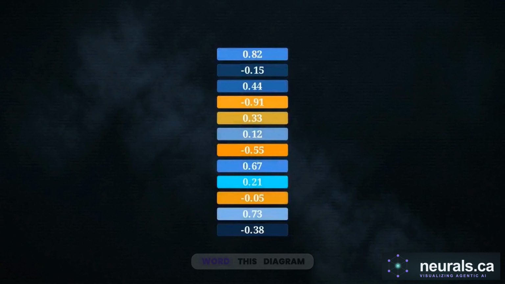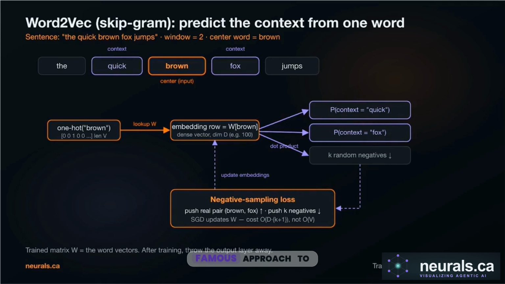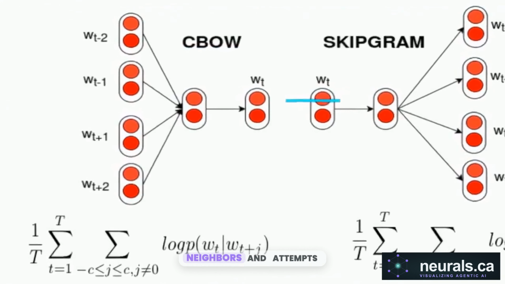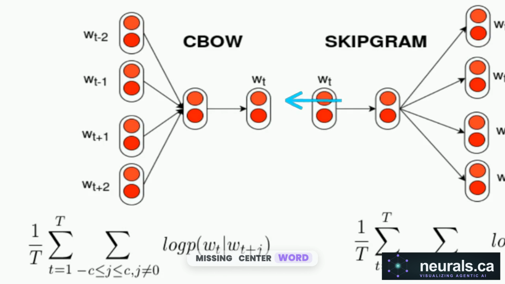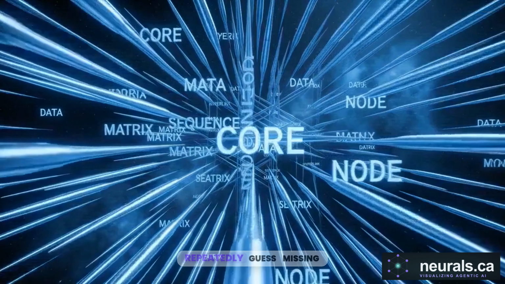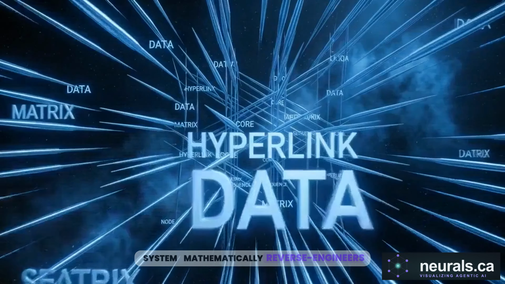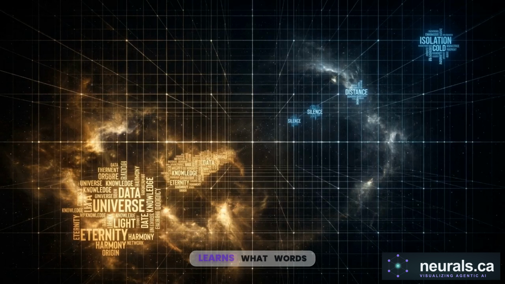real numbers per word. This diagram illustrates the most famous approach to this, the skipgram architecture. In this setup, a shallow two-layer neural network takes that single center word and attempts to predict its surrounding neighbors. These diagrams compare skipgram to the inverse approach, the continuous bag of words architecture, or CBOW, which takes the surrounding neighbors and attempts to predict the missing center word. By forcing this shallow network to repeatedly guess missing neighbors over millions of sentences, the system mathematically reverse engineers semantic definitions. It learns what words mean purely by observing their proximity to other words.